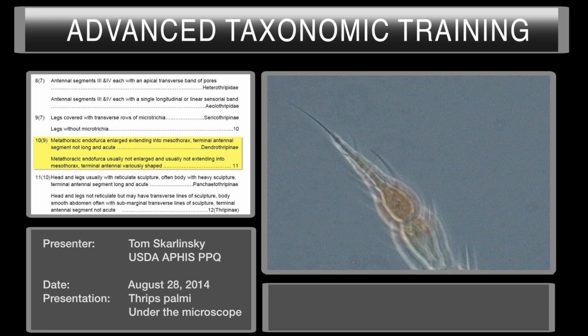So our unknown doesn't have an enlarged metathoracic endofurca, and the antennal segment is not long and acute, but it is rounded. So we can confidently go to the next couplet, 11.